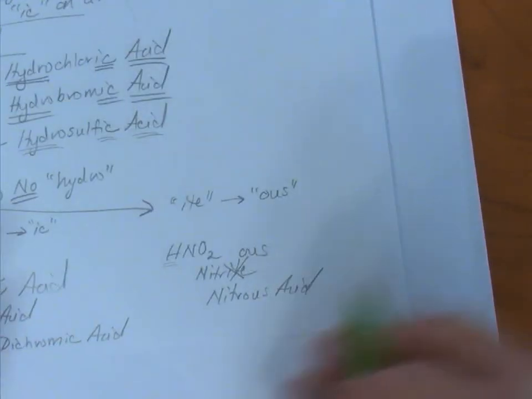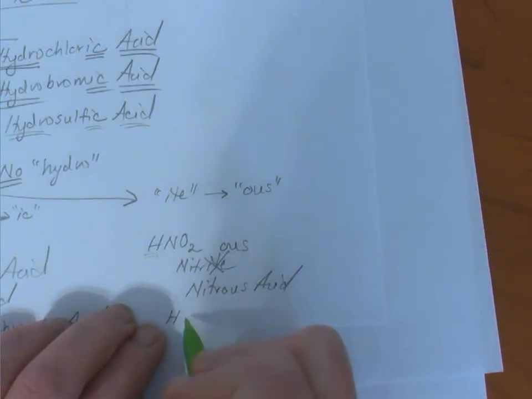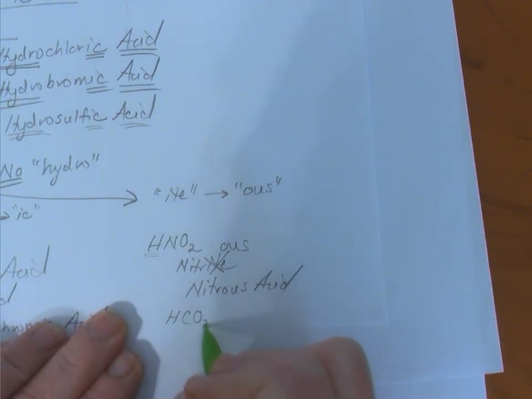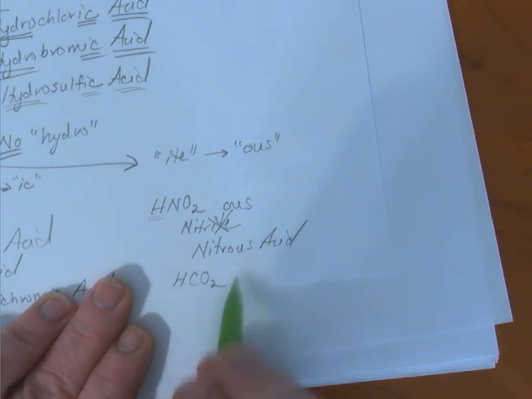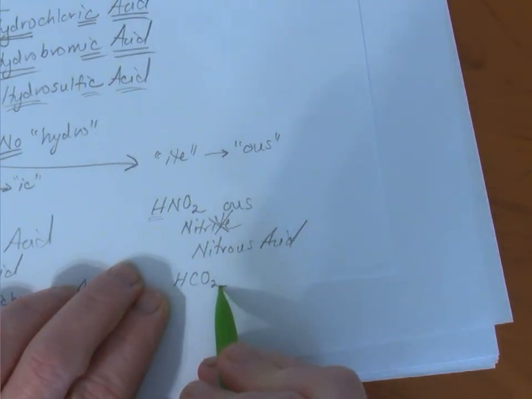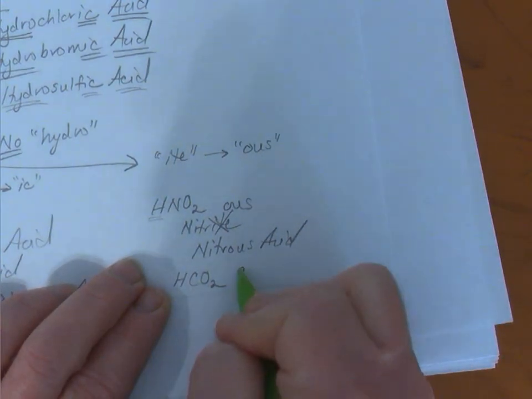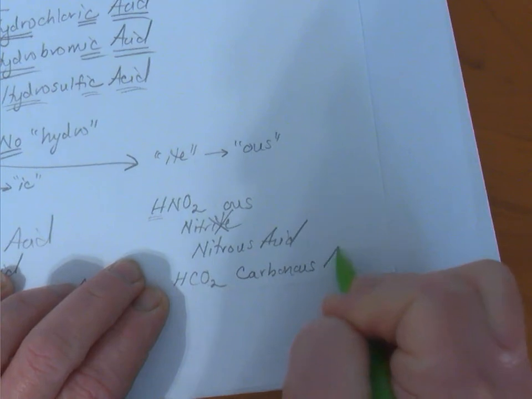What about, let's say, HCO2? Well, it is an oxyacid, hydrogen combined with a polyatomic ion. This is carbonite. Ite goes to us. So this would be carbonous acid.